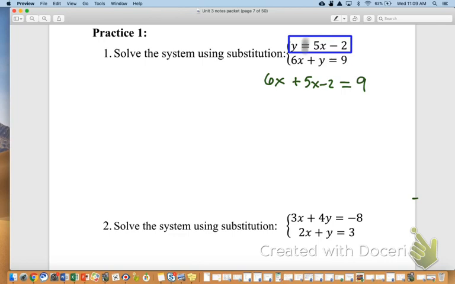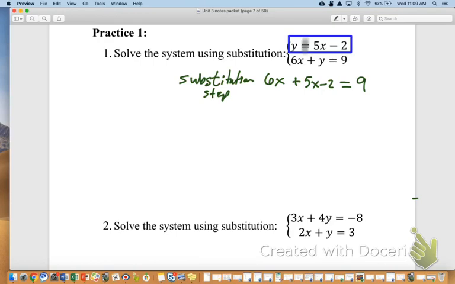You got 6x plus 5x minus 2 equals 9. Correct. So I have taken the y out of the game, I've taken y off the menu, and I've replaced it with the only thing that it is equivalent to, which happens to be 5x minus 2. So do you all see how somebody could call this step the substitution step? That's the place where I took something out and replaced it with something that's equal to it, with equivalent value. Does that make sense?